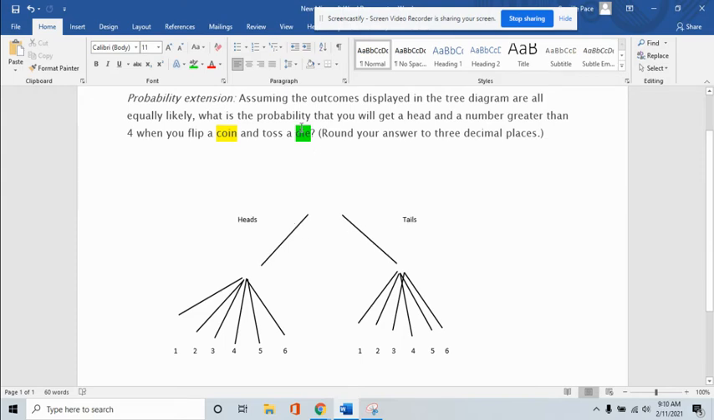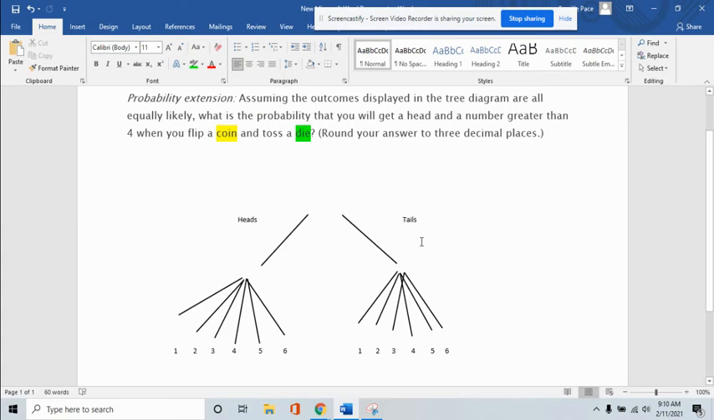Okay, but then it said you toss a die. So you flipped your coin, you could either have a head or a tail, and then you toss the 6-sided die. And these little lines down here are the branches for tossing a die. Because remember, I've got to toss the coin first, where I could get a head or a tail, and then I've got to toss the die where I can either get 1 through 6 after I've done a head, or 1 through 6 after I've tossed a tail.